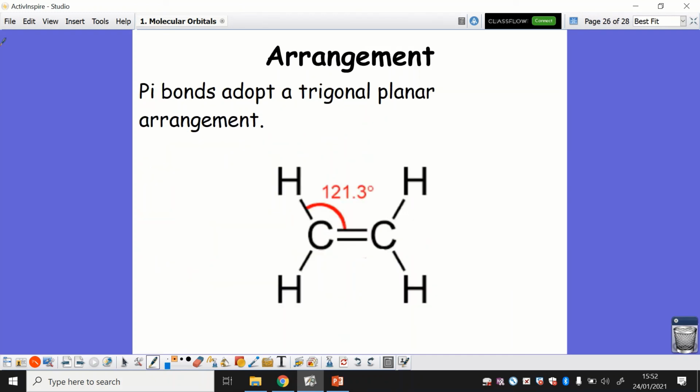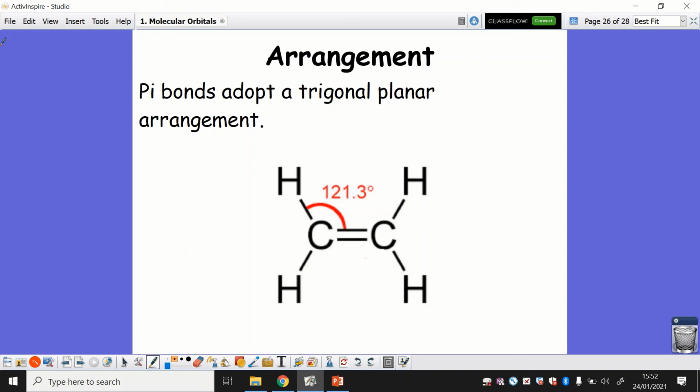So we know that sigma bonds in an alkane, for example, display bond angles of 109.5 degrees. They all sit in a tetrahedral shape. Because the pi bond prevents any rotation and movement in the molecule, it pulls all the atoms in the molecule into the same plane. So if I had a model of the molecule, I'd be able to sit them all flat on the table in front of me. So pi bonds adopt a trigonal planar arrangement.